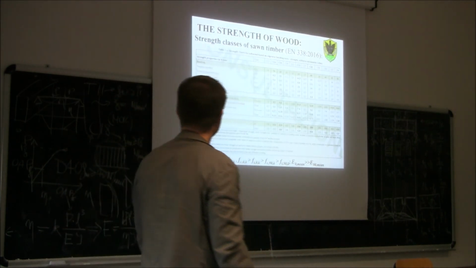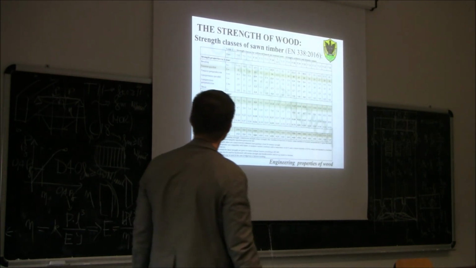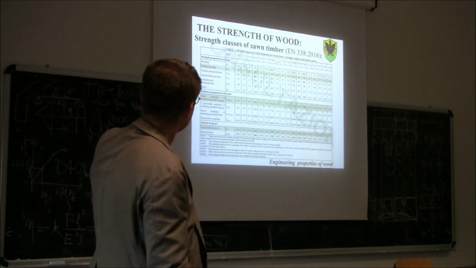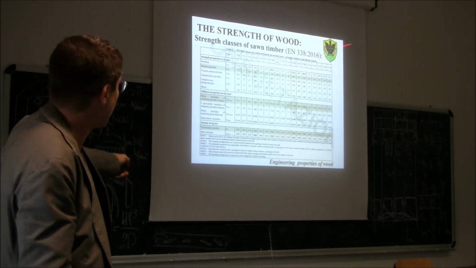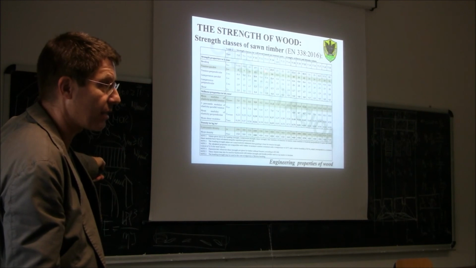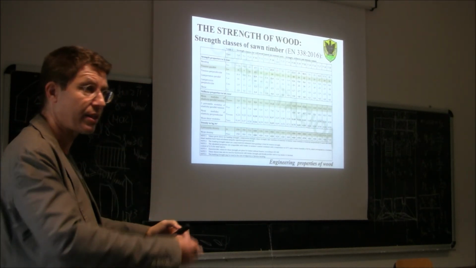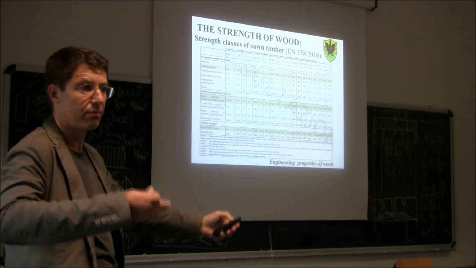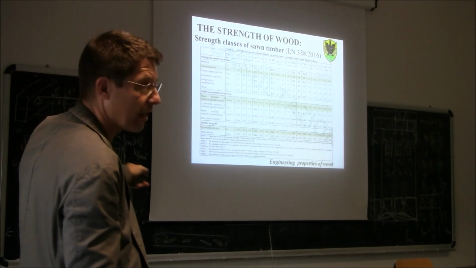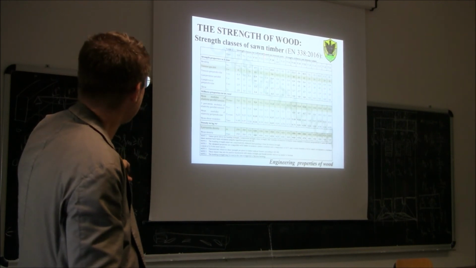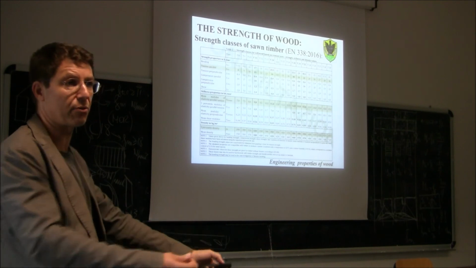Okay, so let's try to conclude because it's late. Those are the strength classes. You see T strength classes. In this case, our pieces of wood are classified. These are softwood pieces, so softwood classified in tension. So T11, for example, means that we have a piece of wood which has 11 megapascal of characteristic strength parallel to the grain.